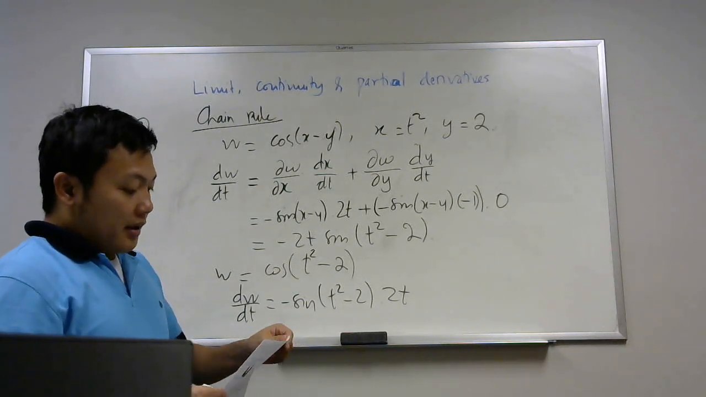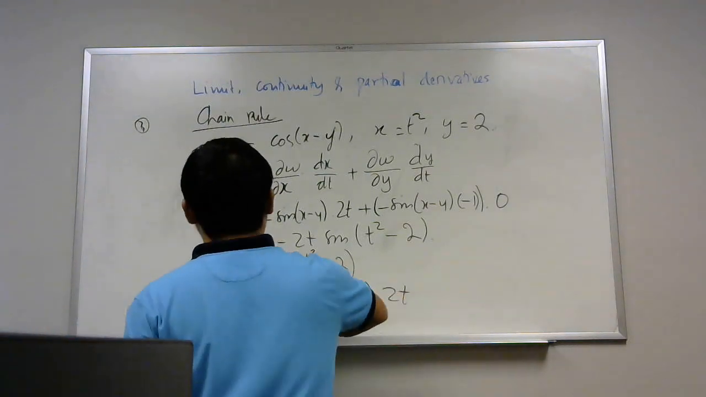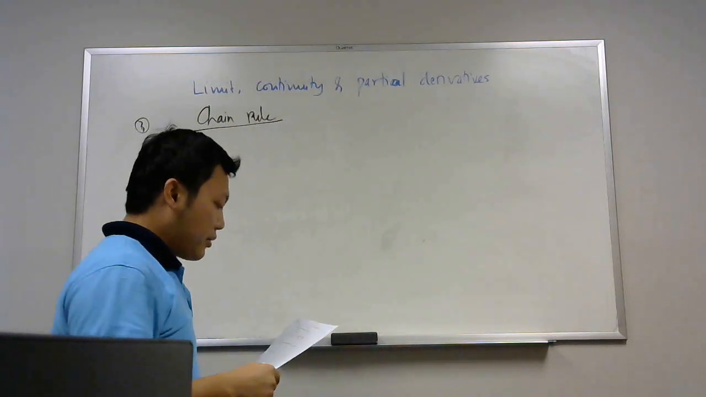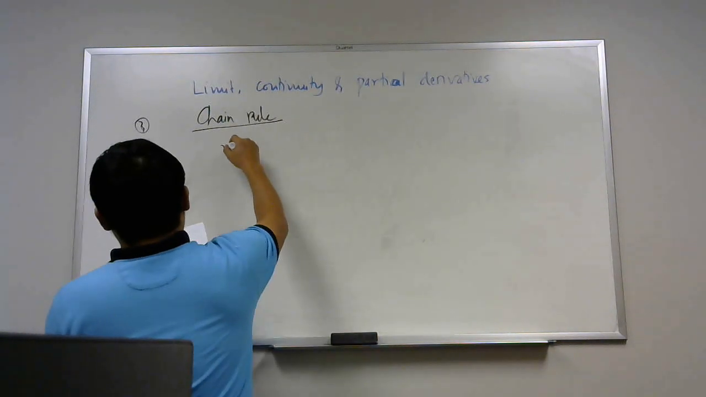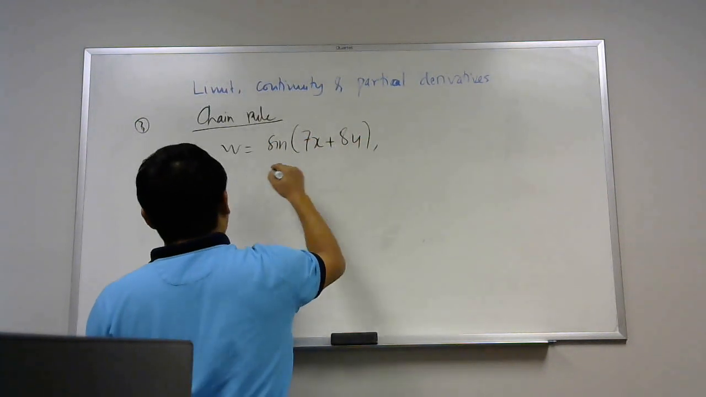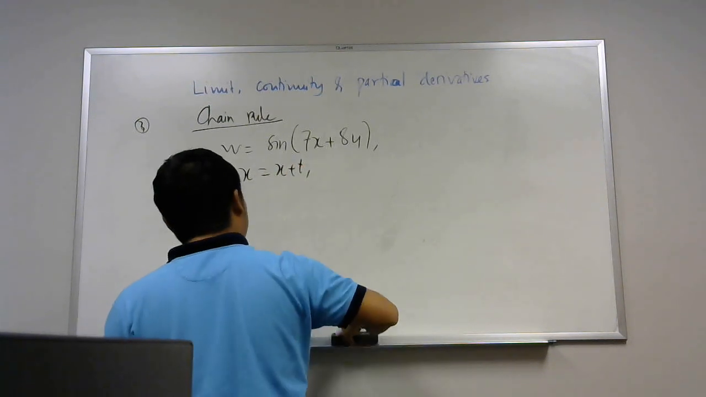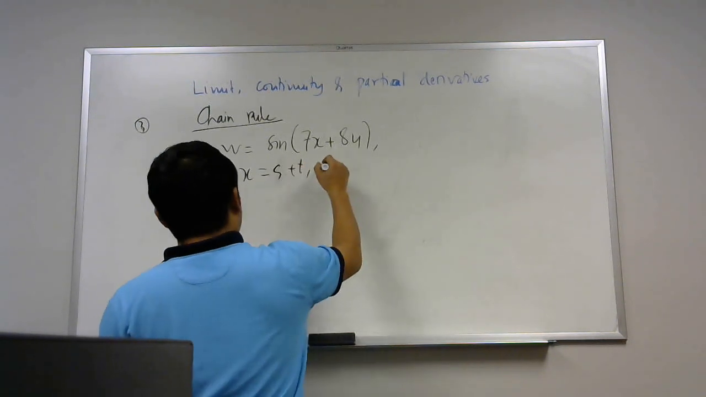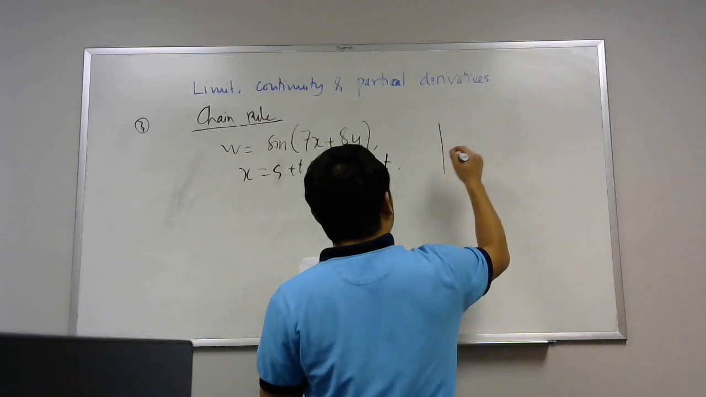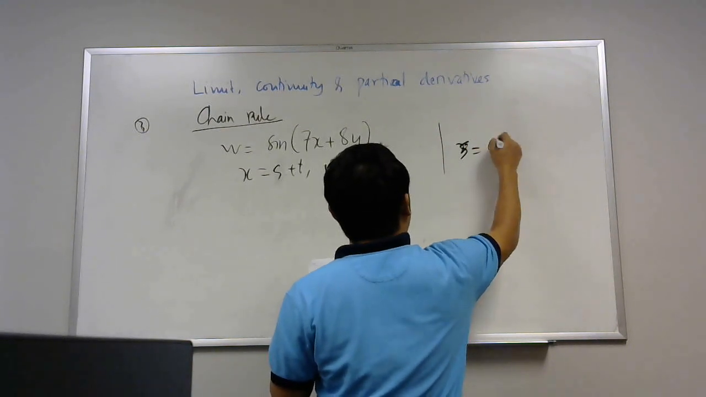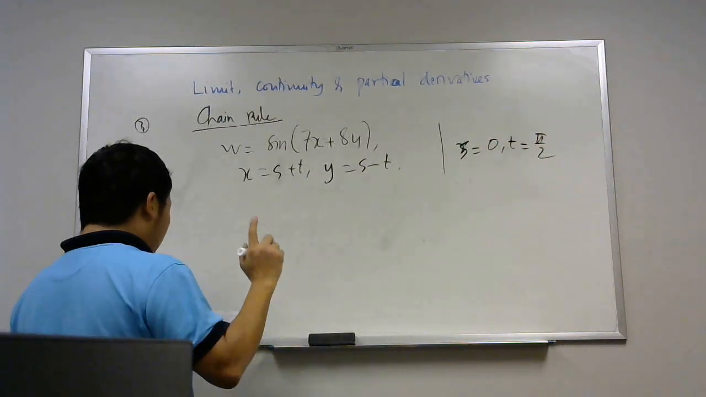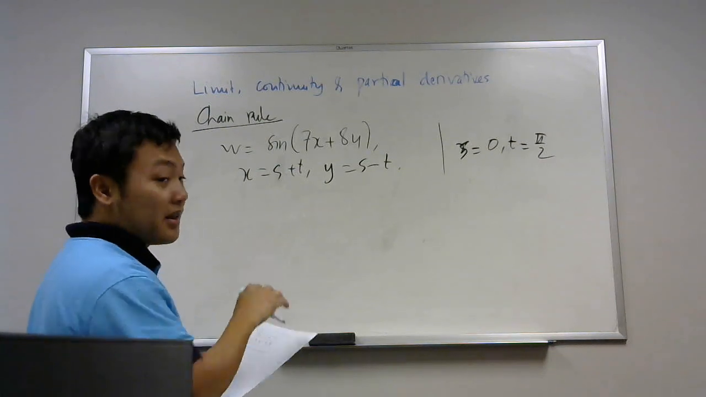And the last question is also about the chain rule, but for partial derivatives. So you have the function w equal to sine of 7x plus 8y, x equal to s plus t, okay? And y equal to s minus t. And they ask us to evaluate dw over ds when s equal to 0 and t equal to pi over 2. All right, I will solve just one, and the other things you do yourself because that is very similar, okay?